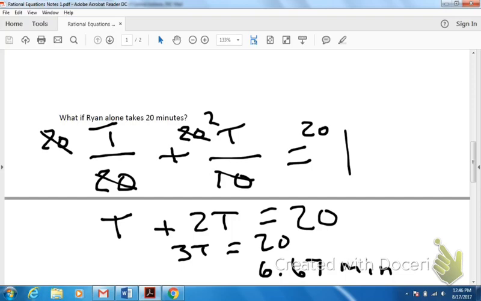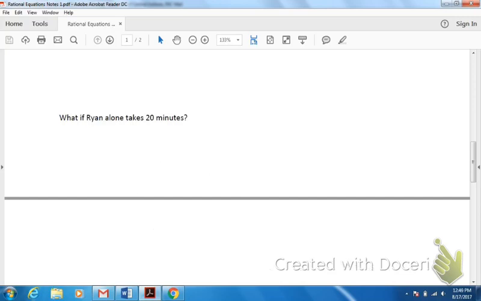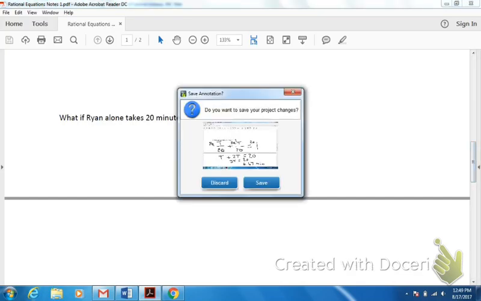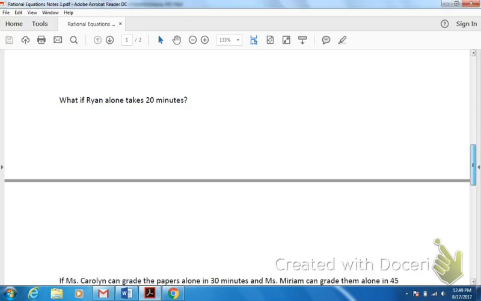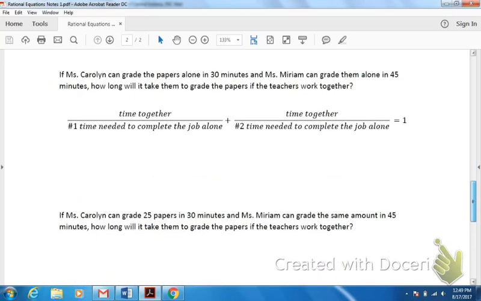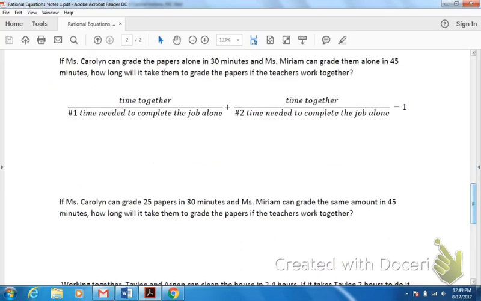All right, so let's go on to our backside. Miss Carolyn. Oh my goodness. So just giving you a different kind of application. If Miss Carolyn can grade the papers alone in 30 minutes and Ms. Miriam can grade them alone in 45 minutes, how long would it take them to grade the papers if the teachers work together?